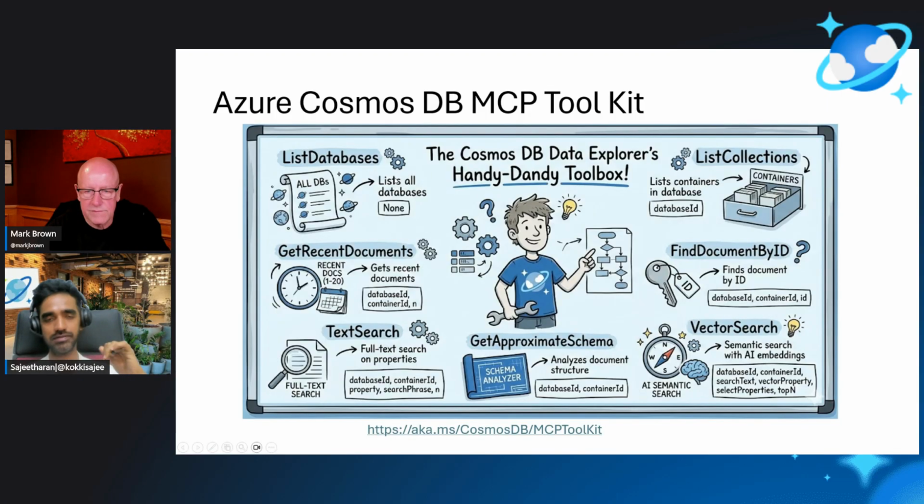So you can see some of the key features that we support. Typical control plane operations like list databases, which doesn't take any input parameter, and get recent documents. If customers want to see the latest documents that got inserted, they can use this tool. And then we support some of the AI capabilities like text search, vector search, and approximate schema with sampling in place. This is something we are currently working on in the backend in order to support schema inference, but right now it's more on sampling. And then you can also find a document by ID and so on. So these are some of the fundamental tools that are supported with the MCP toolkit.